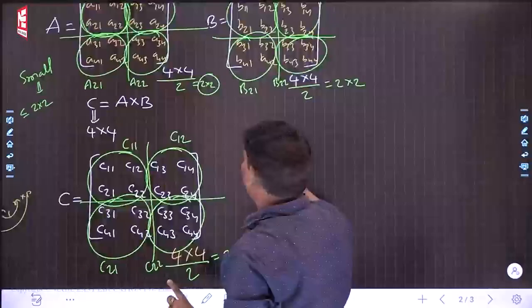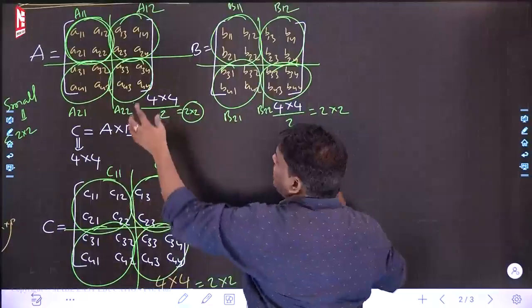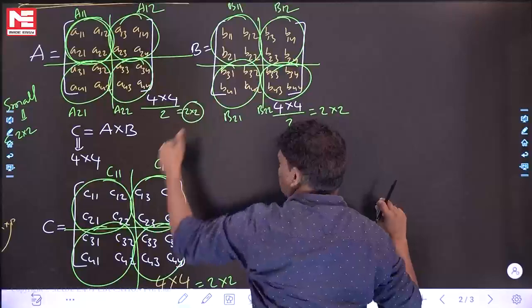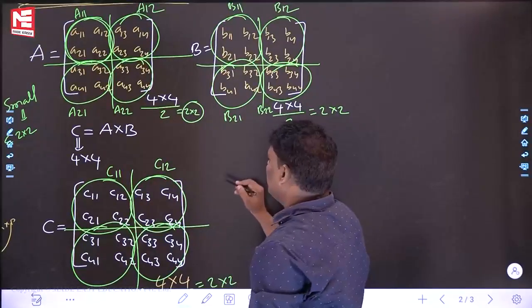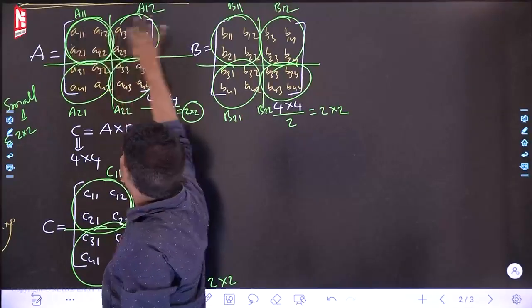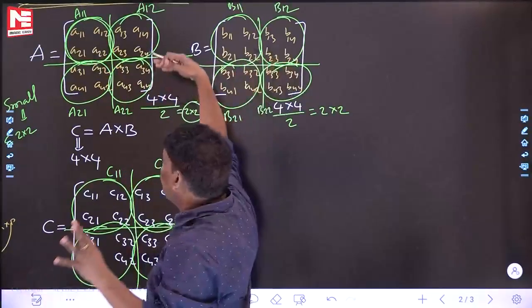A contains 4 elements, 2 rows, 2 columns. B also 2 by 2, 2 rows, 2 columns. C also the same. Don't think that they are matrices. Assume that they are elements. You don't go inside, not required.